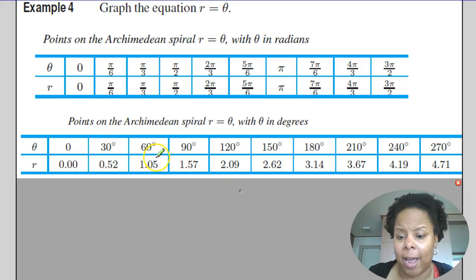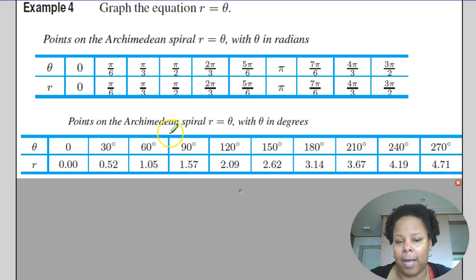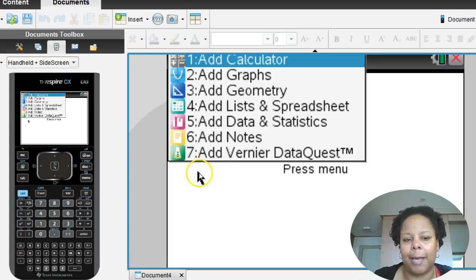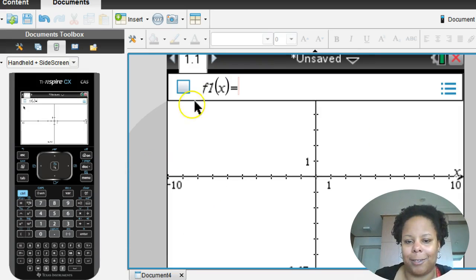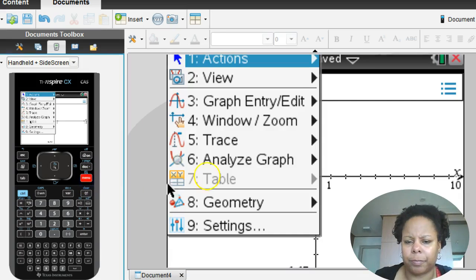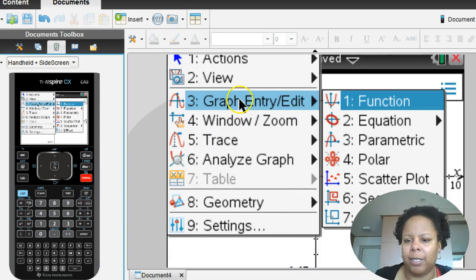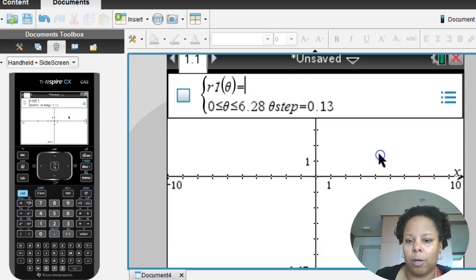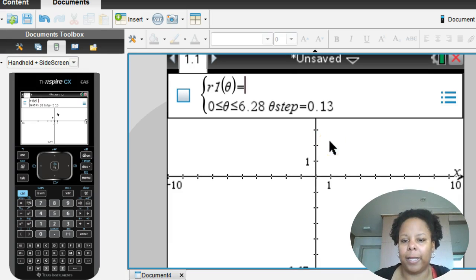So the question is, how can we graph it? Well, we're not going to actually be graphing polar graphs by hand, okay? But I'm going to show you in the calculator how you can graph that. If you go to the graphs page in the calculator and go to menu and graph entry, you're going to see an option for polar. When you do the polar coordinates, what you end up with kind of looks like a piecewise equation, where the first piece is the equation for the radius, and the second part is the range for the theta.